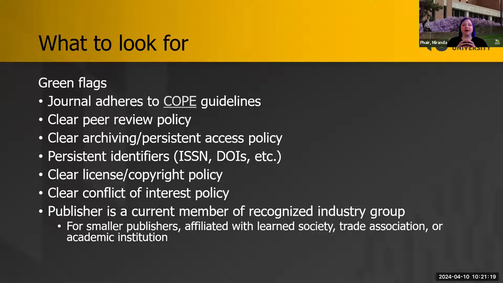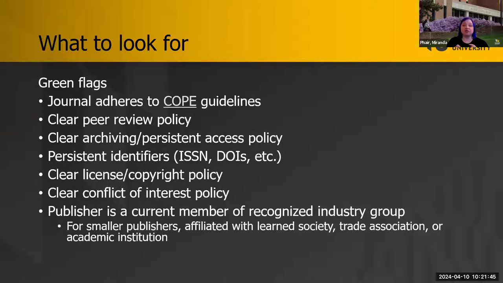They'll say that's like a minor infraction that they don't have a persistent access policy. I think it's a pretty big deal because if you submit an article and have it published, you want to make sure it's going to be there no matter what happens to the journal website, that it's not just going to vanish. Usually they'll say something like they have a deposit policy with CLOCKSS or LOCKSS or Portico or something like that. That's a good thing to look for.